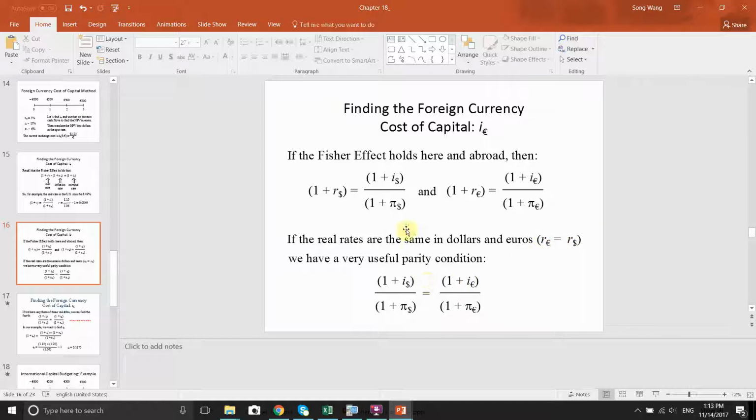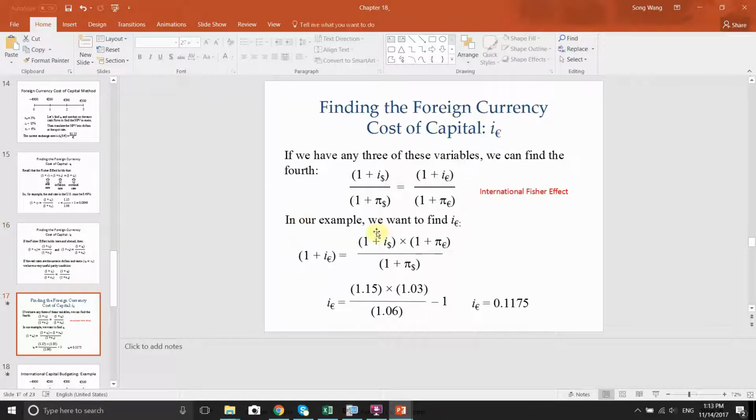And right here, we can solve for the real return in the US, and we can also solve for the real return in the Eurozone. It is expressed as 1 plus the US nominal interest over 1 plus US inflation, and the same setting for the Eurozone. So if we equalize the real return of the Eurozone and the real return of the US, we have this equation. And I can play around with it a little bit.